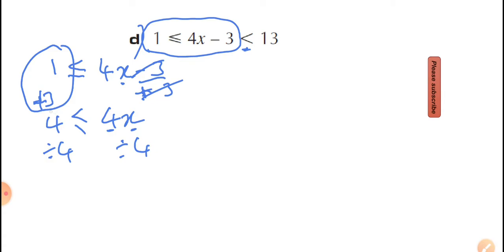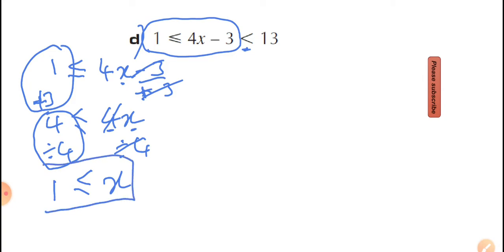Now on the left hand side, the 4 divided by 4 is just 1. Copy the sign down, and then the times 4 and the divided by 4 cancel out. So that gives me a solution that x has to be equal to or greater than 1. So this is the first part of our answer. So x has to be equal to or greater than 1.